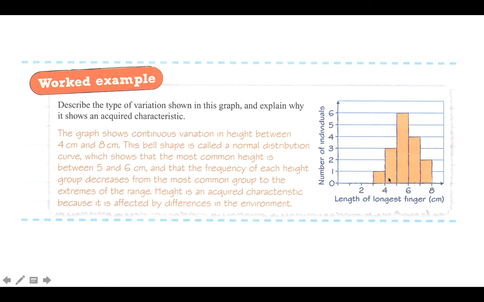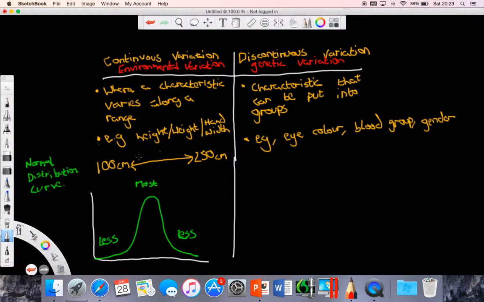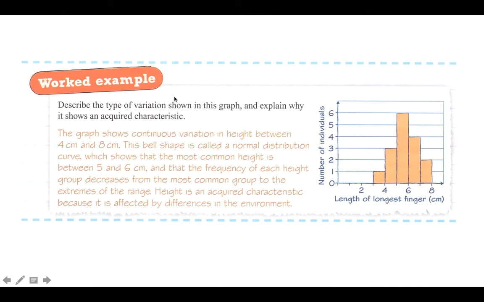We've got very few people at this extreme, but we've got lots of people in the middle. And as we said, this would be like our bell curve. This would be our normal distribution curve. It would be on a range. This would be continuous variation caused by the environment.